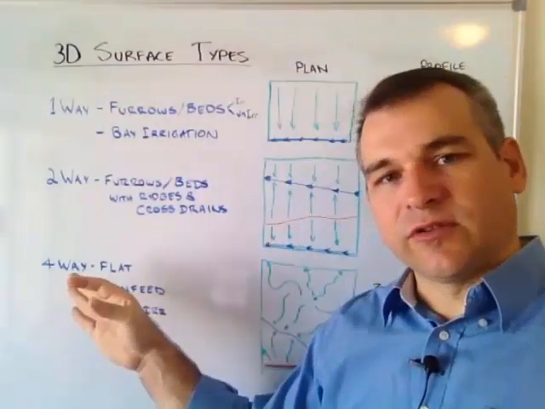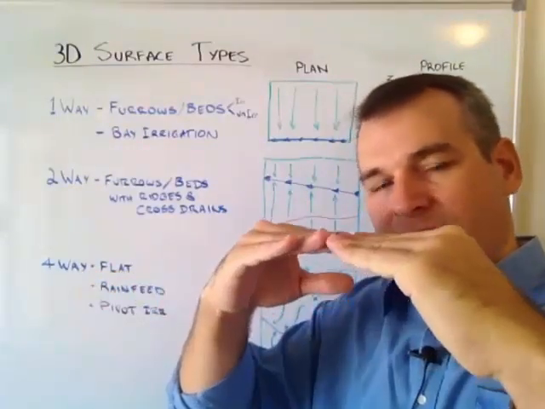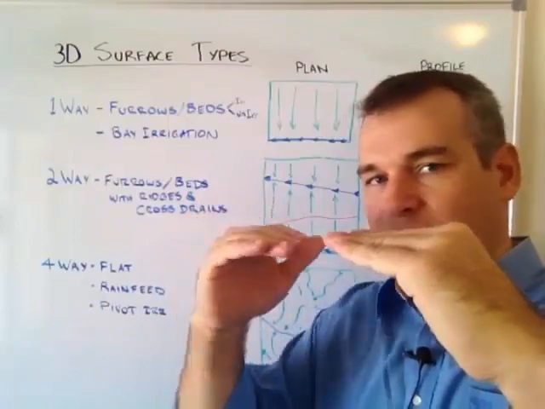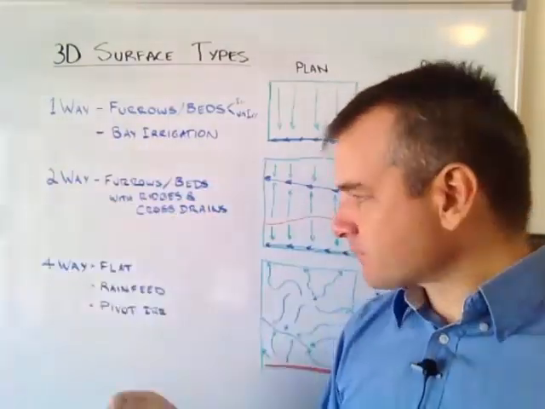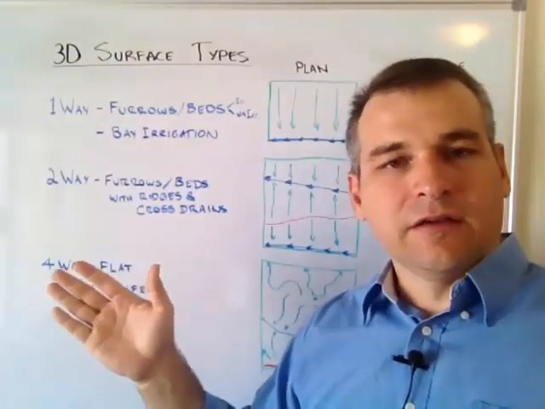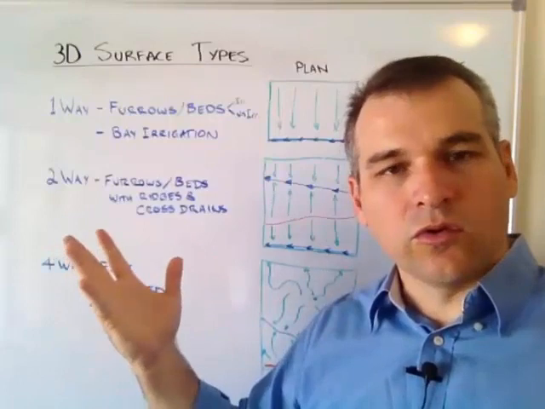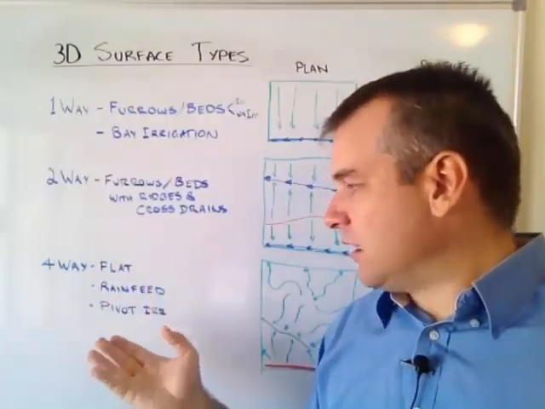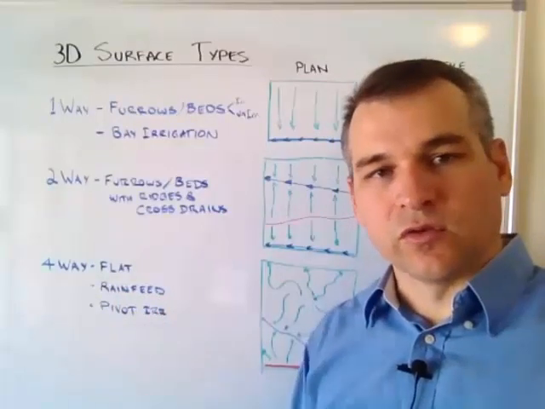And our last surface type is a 4-way, and that's when you're planting on a flat surface and you don't have any furrows to restrict the flow of water in any direction. So the water can meander its way off the field. Now, it's typically for rain-fed grain crops like wheat, corn, etc. But it's also often used for pivot irrigated crops as well.